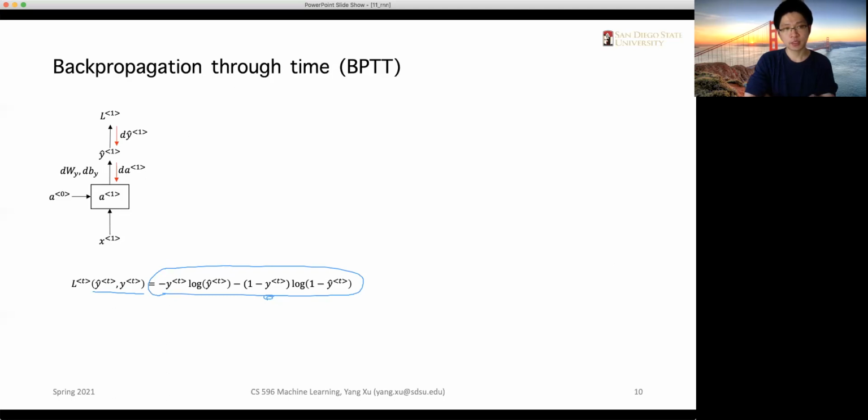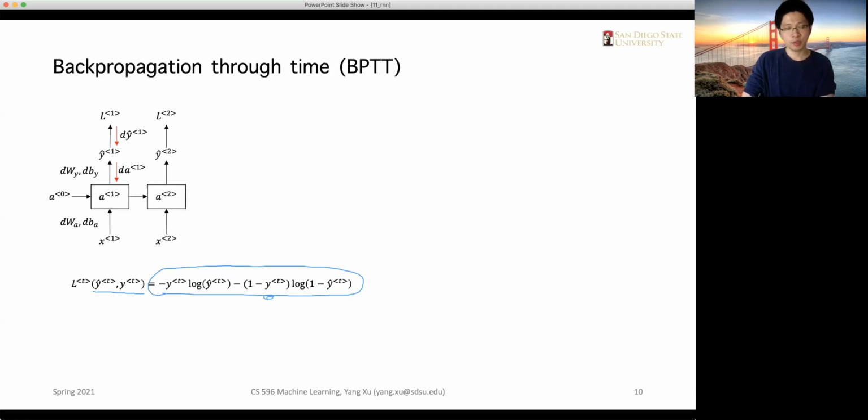And because A1 is multiplied with WY and BY, the WY and BY will also have gradients computed, okay? And then the gradients for DWA and DBA will also be computed because it's just like a regular network, okay? So the trickier part is the next.